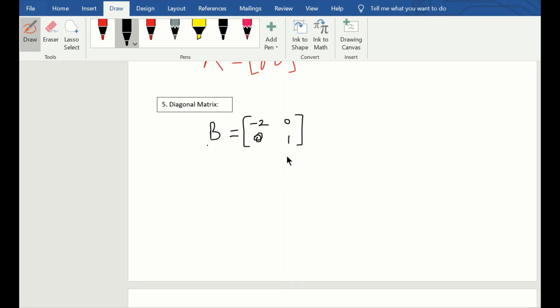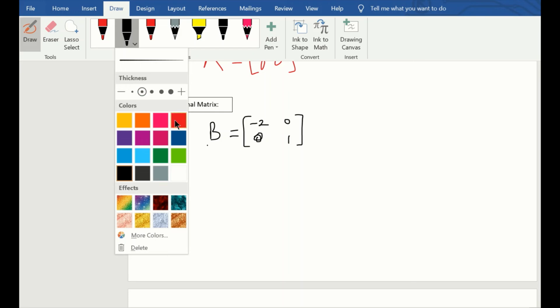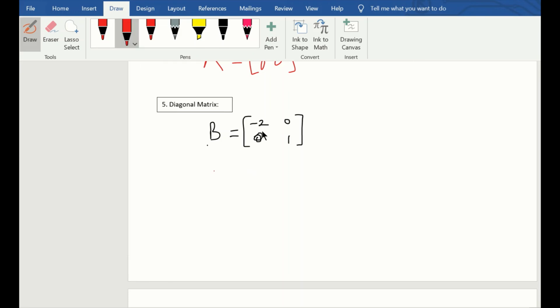Good. Now, a diagonal matrix is a squared matrix in which all the elements in that matrix are 0, except for the leading diagonal. In a diagonal matrix, the numbers in the leading diagonal are not 0. For example, this is our leading diagonal. This is the leading diagonal.